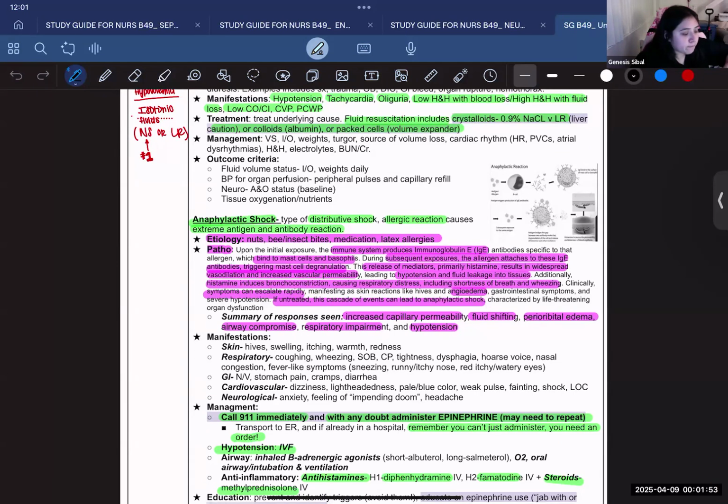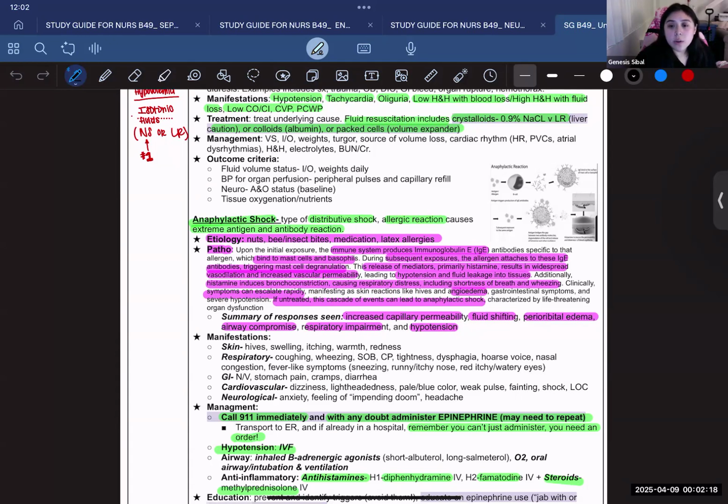So again, oliguria, because at this point, do you even have volume, right? Low H&H, right, with the blood loss. And also keep in mind, you could also have a high H&H, and we talk about the hemoconcentration as well with fluid loss. Because you have less volume, but at the same time you have a higher amount of, and we'll talk about that kind of like with DI and SIADH, the differences within that.